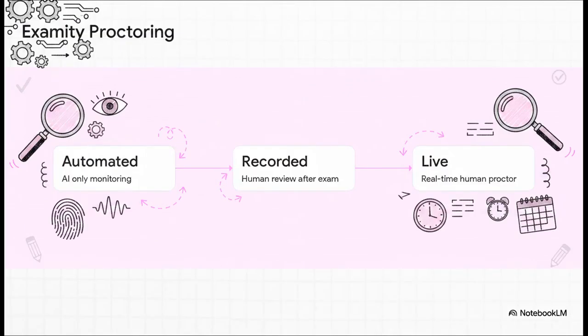Moving on to Examity, which is really all about scalable flexibility. They give institutions 3 distinct tiers of oversight, starting at automated, stepping up to recorded human review, and going all the way to live proctoring. You just dial the security up or down based on the test.